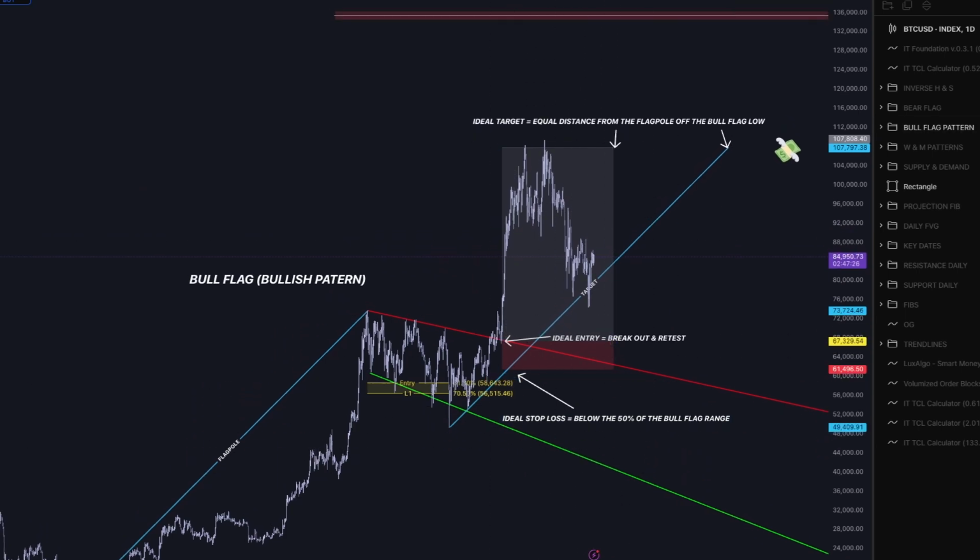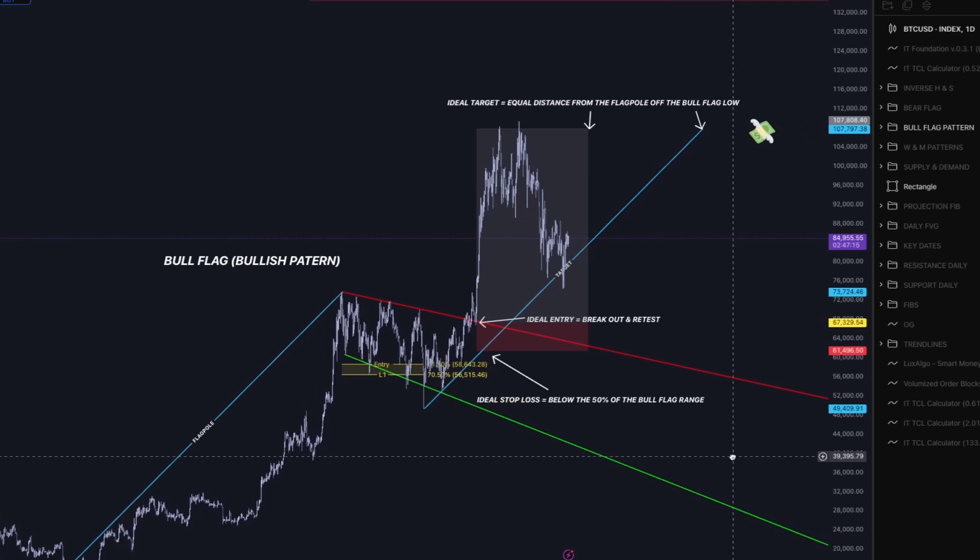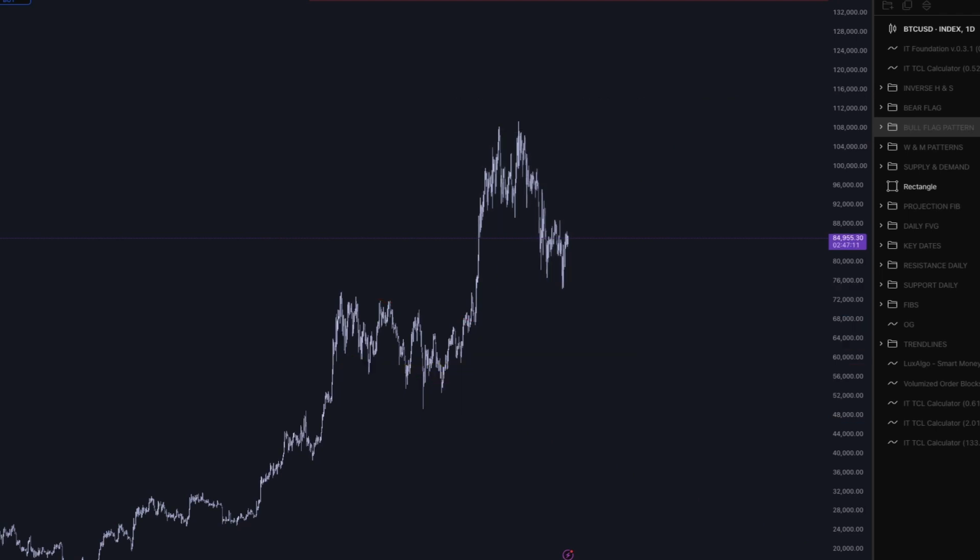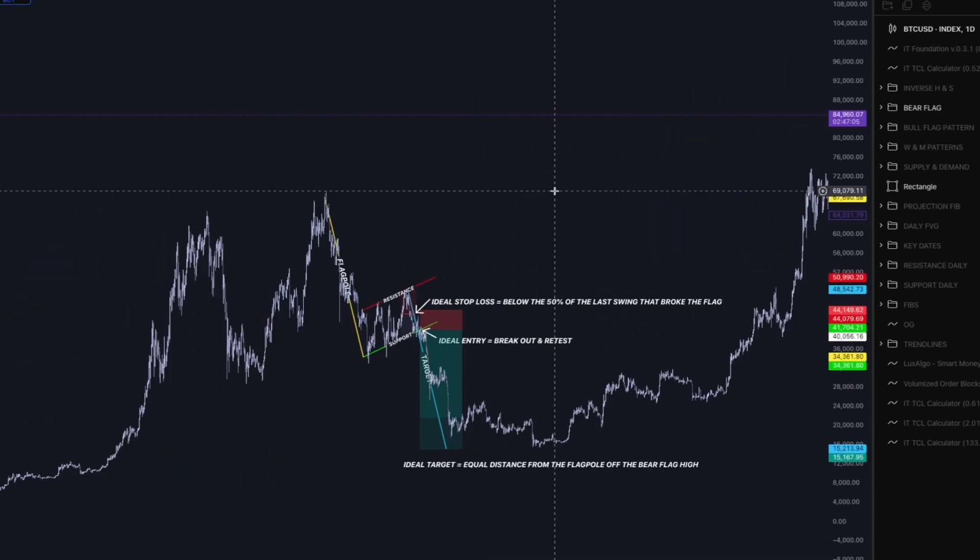Any questions on the bull flag before we move on? If not, I'll just keep rolling. Okay, so we'll get rid of the bull flag. Bear flag next. Same idea, opposite direction.